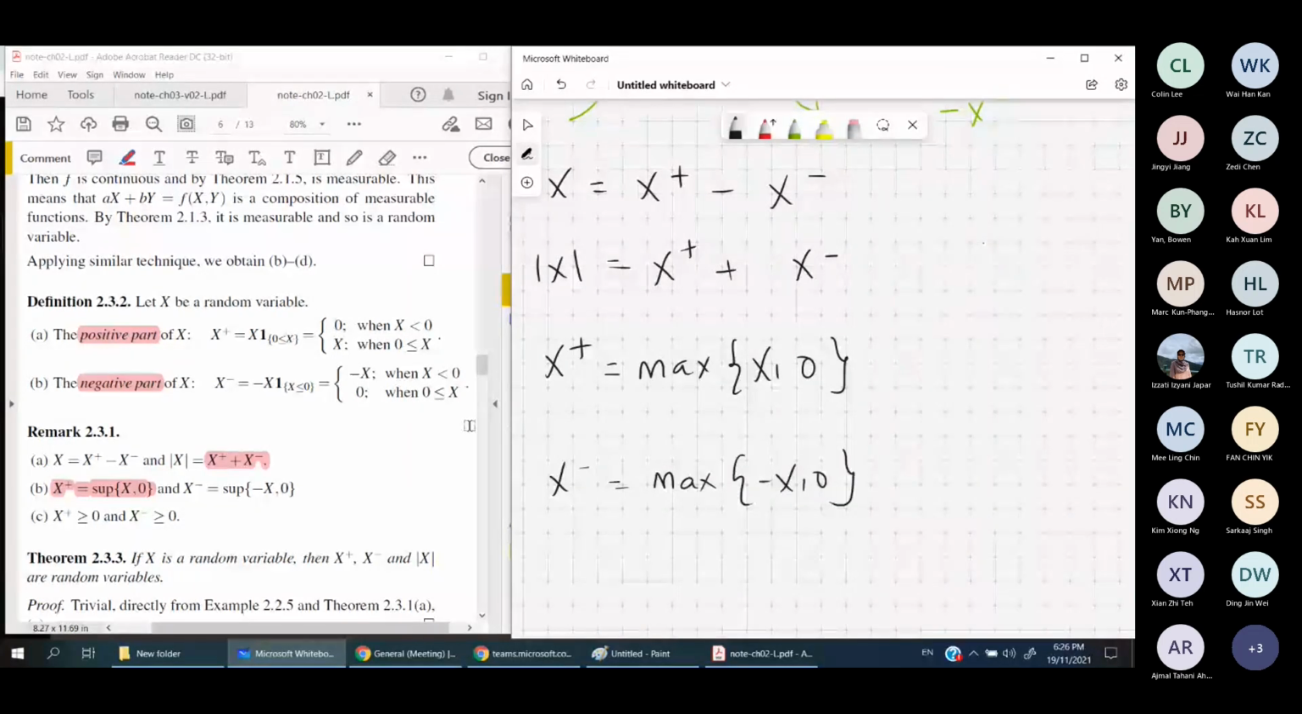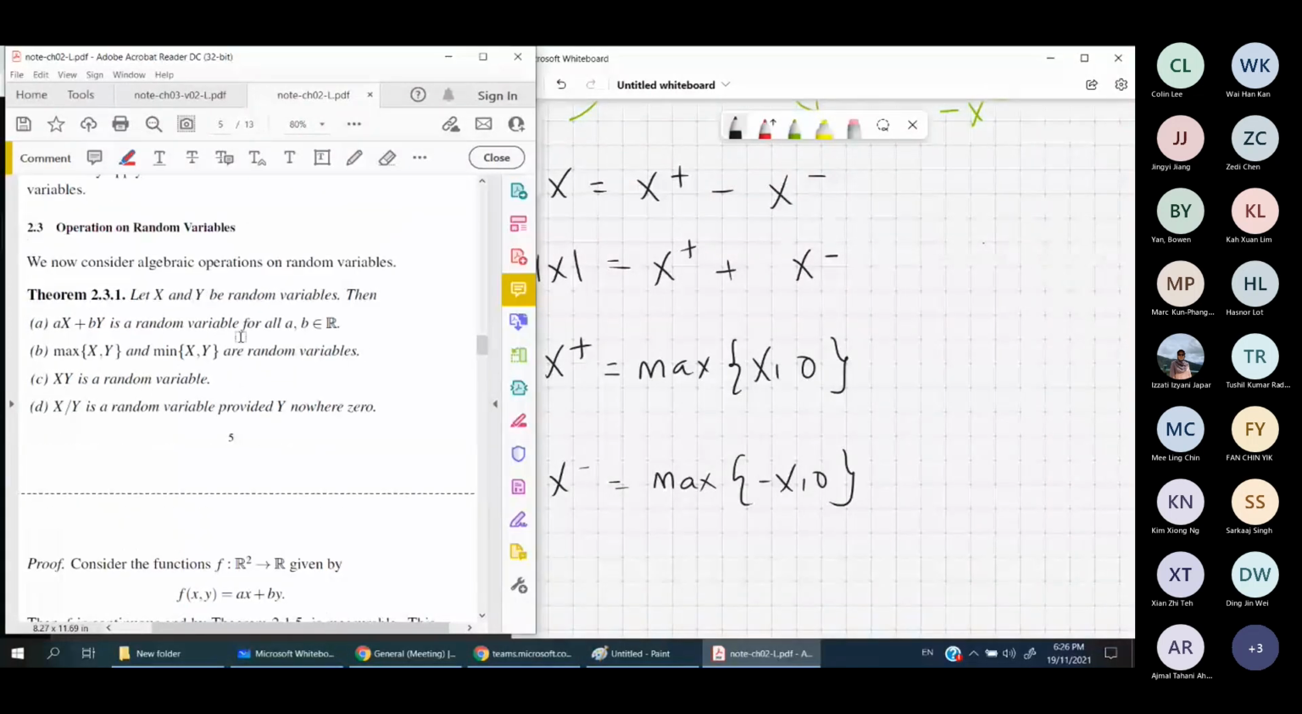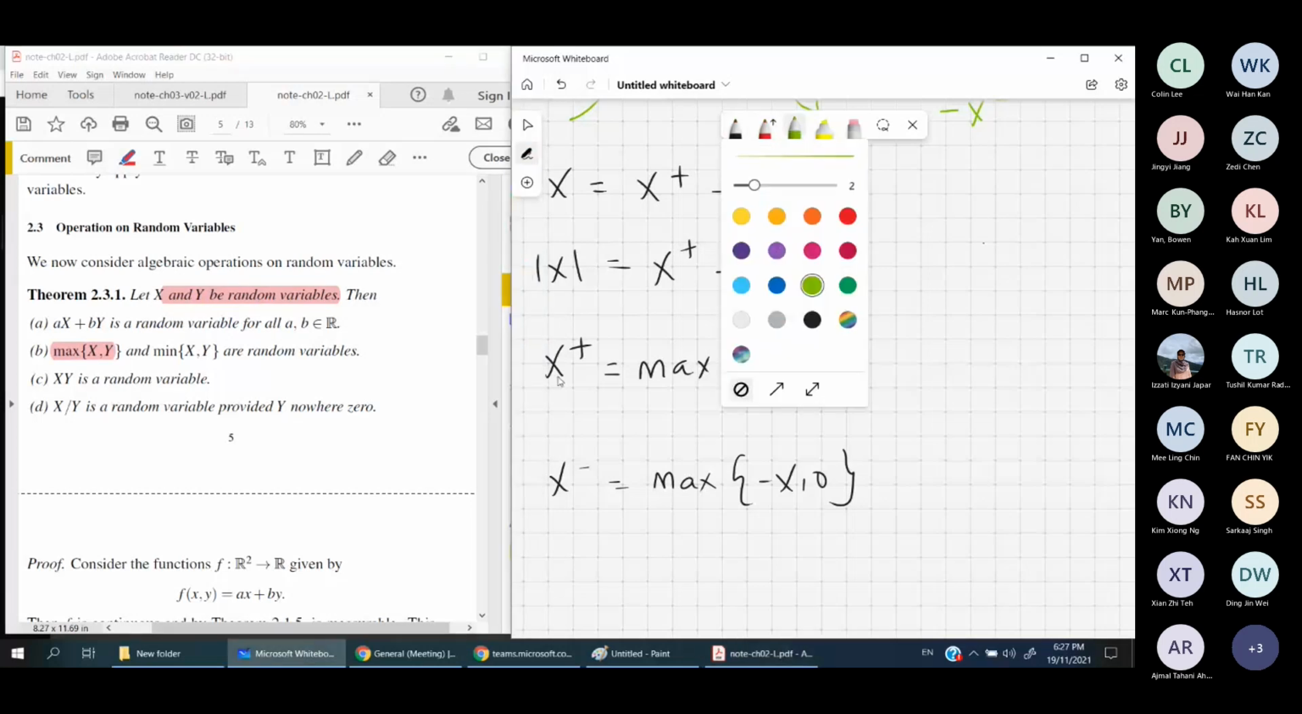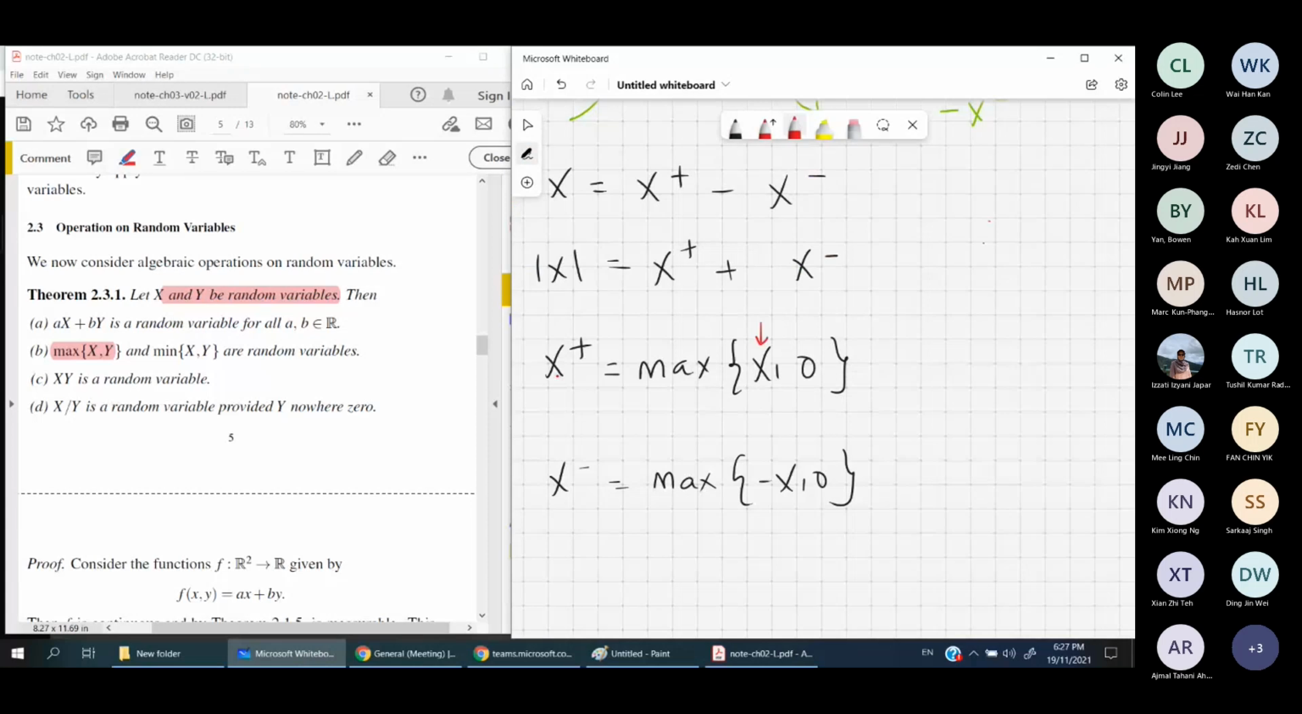Okay, next we go back to the result here. From here, we have this theorem. Whenever x and y are random variables, the maximum of x and y is a random variable. So we come back to this, based on our setting. So this is a random variable. A constant function is always a random variable, right?